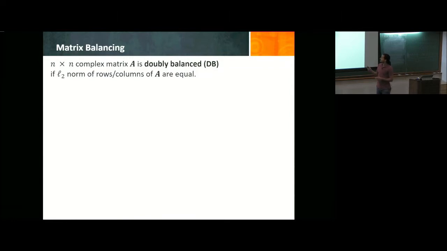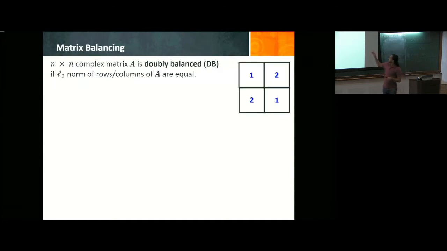We say that a complex matrix A is doubly balanced if the L2 norms of the rows and the columns are all equal. For example, you can look at this matrix. Just take the L2 norm squared of these rows, they're 5, and of the columns are 5. So this is a doubly balanced matrix.